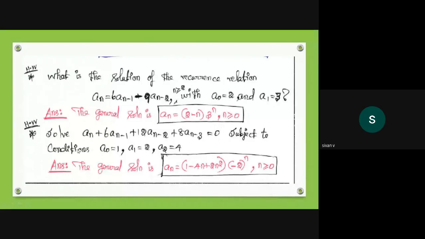The second one: a n plus 6 a n minus 1 plus 2 a n minus 2 plus 8 a n minus 3 equal to 0, subject to the initial conditions a naught equal to 1, a1 equal to 2 and a2 equal to 4. Using this, you can deduce it directly or indirectly. This is also a long equation, so it makes a cubic equation. So this is the form.